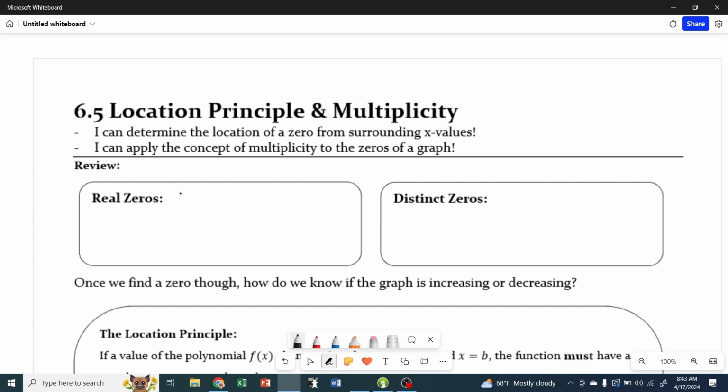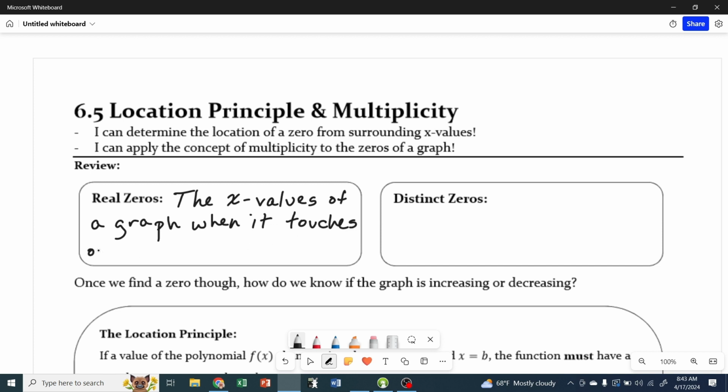So what is a real zero? A real zero is nothing more than the x values of a graph when it touches, or crosses, the x-axis. Okay, so those are the real zeros.